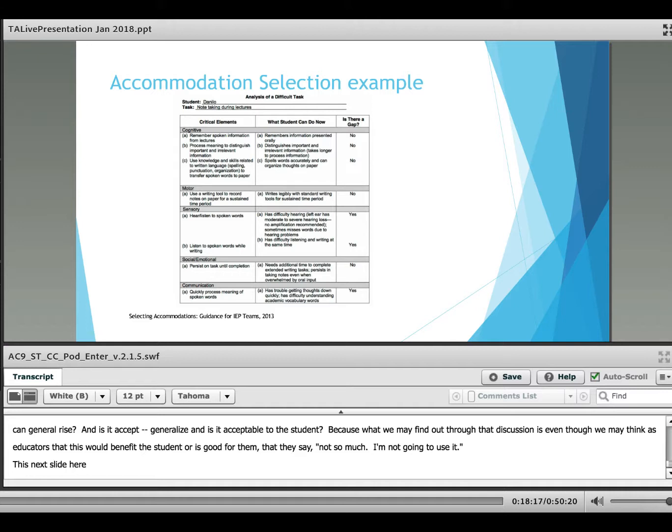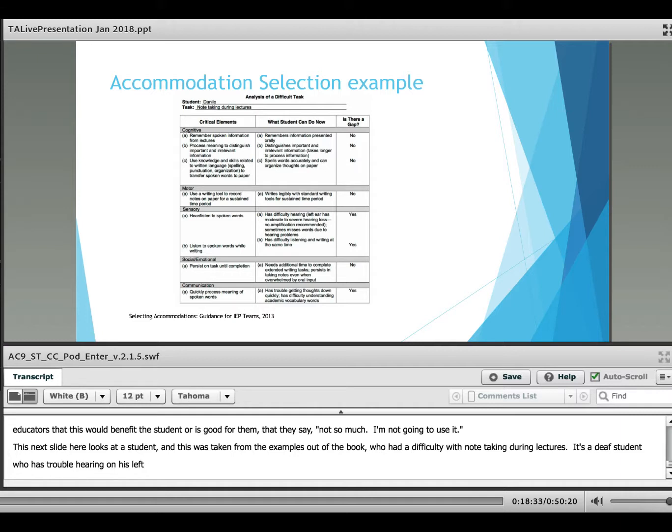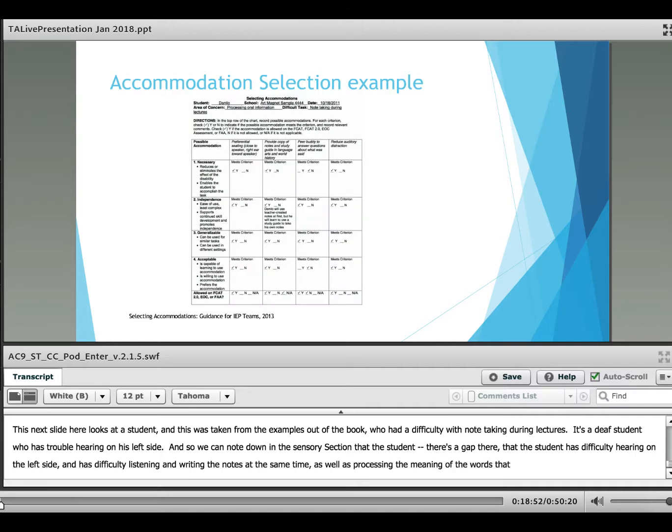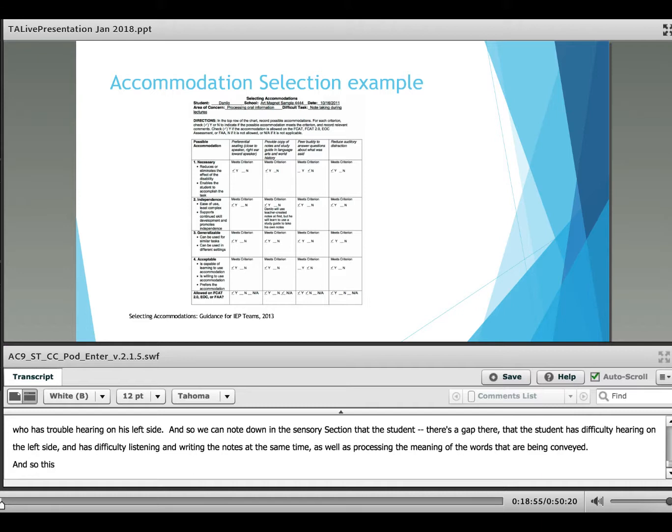This next slide looks at a student, taken from the examples out of the book, who had difficulty with note-taking during lectures. He is a deaf student who has trouble hearing on his left side. And so we can note in the sensory section that there's a gap there. The student has difficulty hearing on the left side and has difficulty listening and writing the notes at the same time, as well as processing the meaning of the words that are being conveyed.